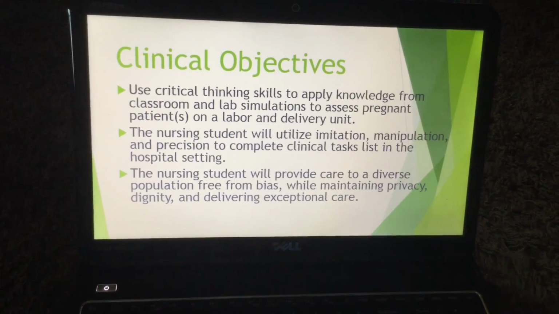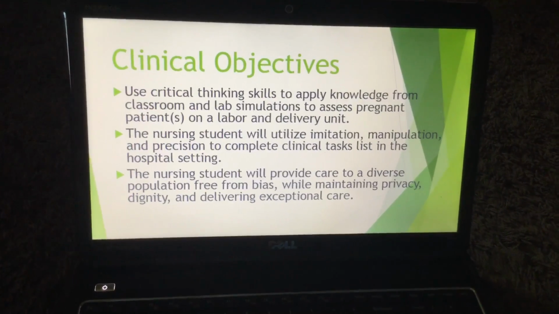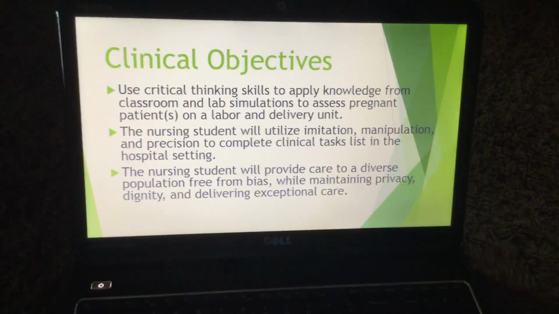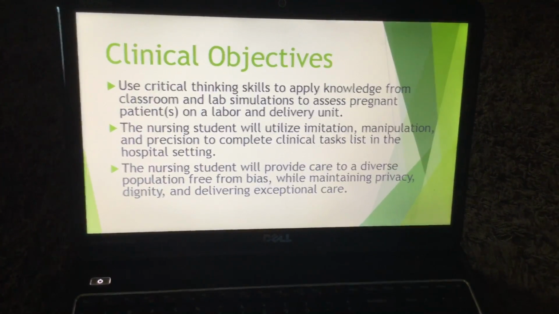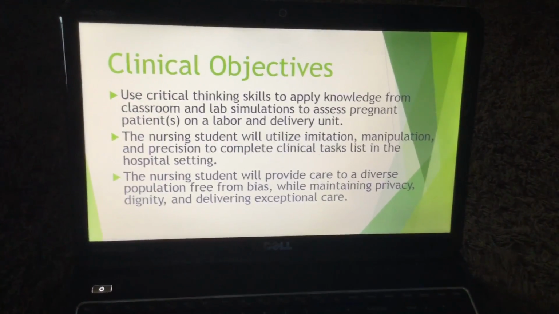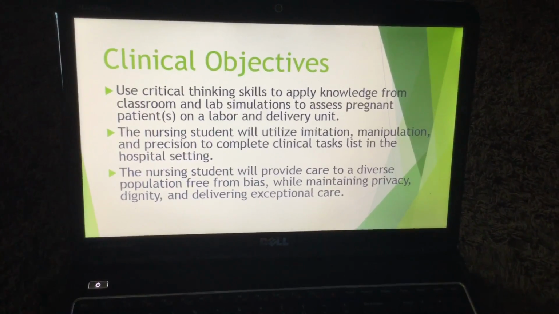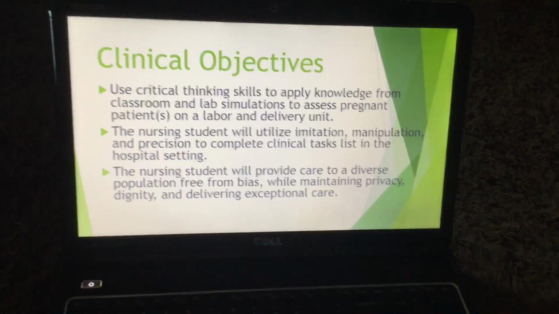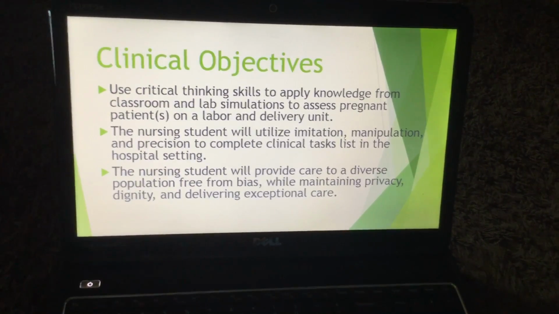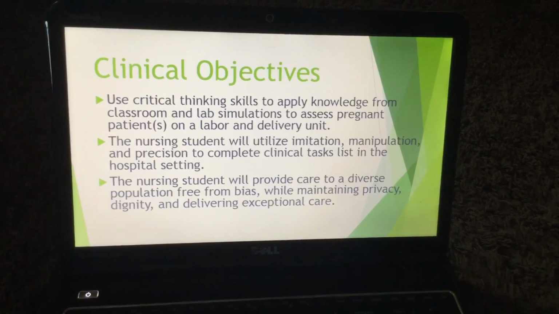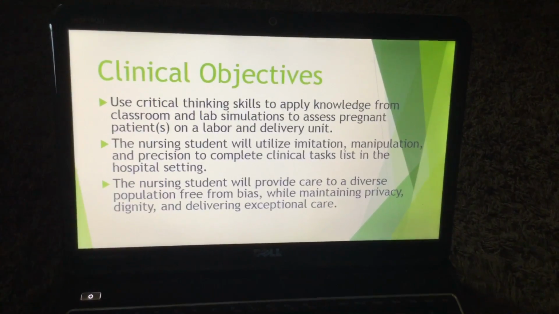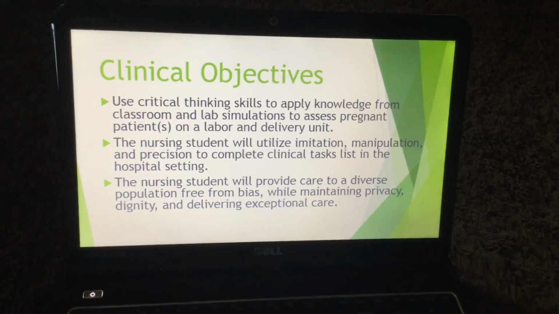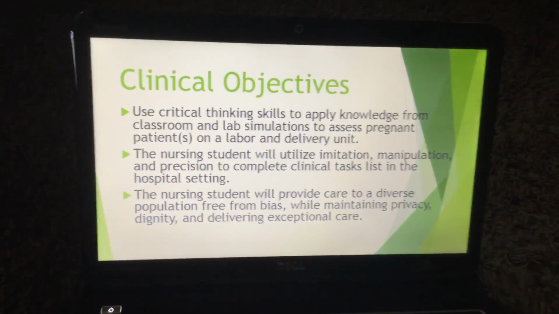My clinical objectives for nursing students would be to use critical thinking skills to apply knowledge from the classroom and lab simulations to assess pregnant patients on a labor and delivery unit. My expectation would be if they had a postpartum assignment to utilize these same critical thinking skills. The nursing student will also utilize imitation, manipulation, and precision to complete clinical tasks in the hospital setting. And the nursing students will be able to provide care to a diverse population free from bias while maintaining privacy, dignity, and delivering exceptional care.